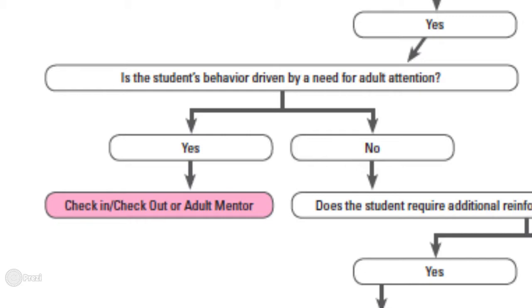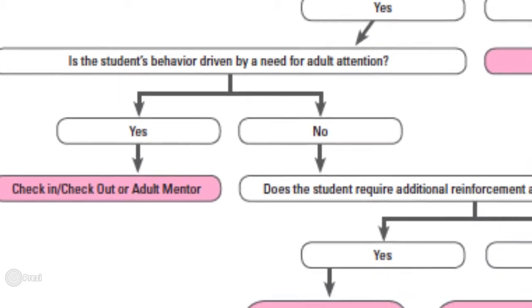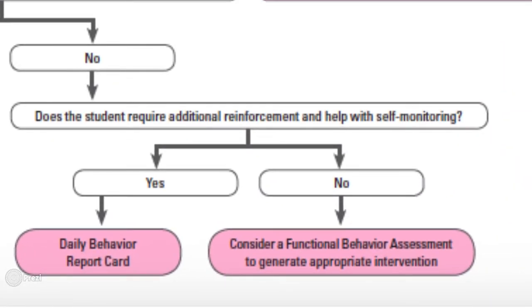If we have ruled that out, so the behavior is not driven by a need for adult attention, we want to take a look at, does the student require additional reinforcement and help with self-monitoring? And here you can see we have our final 2 standard interventions mentioned here. So if the answer is yes, then this is a student where we might consider as a team setting up a daily behavior report card as the intervention, so that daily behavior report card is set for the behaviors we'd like to see the student exhibit, and classroom teachers and adults connected with the students give those daily ratings to see if we're making progress in those areas.